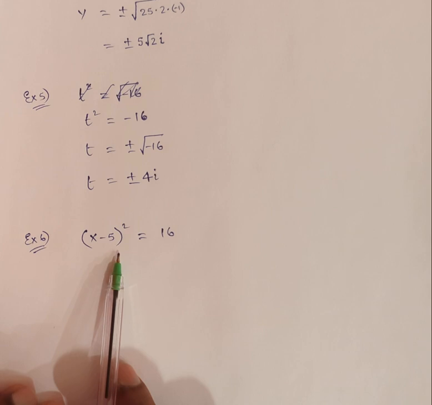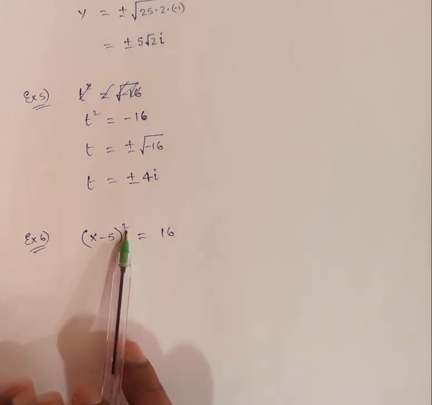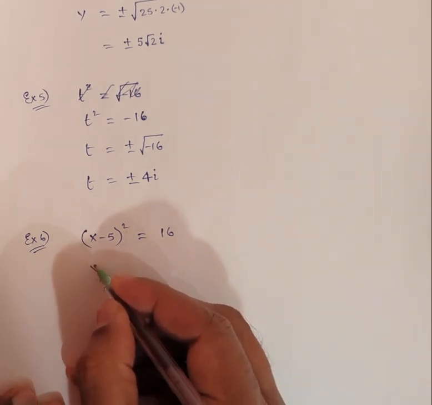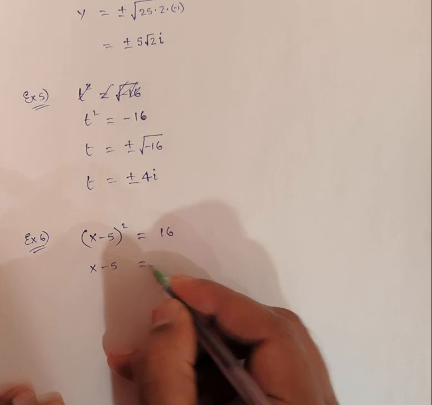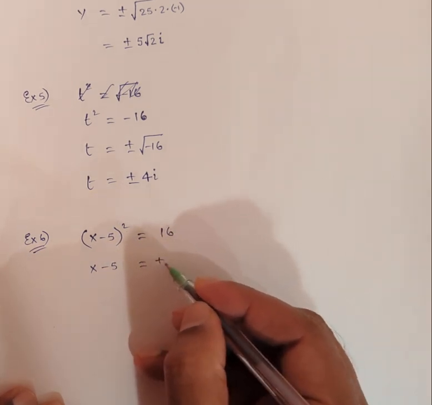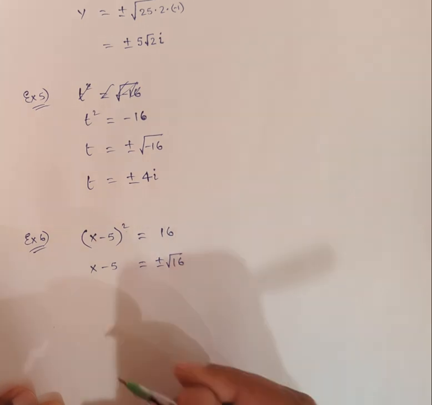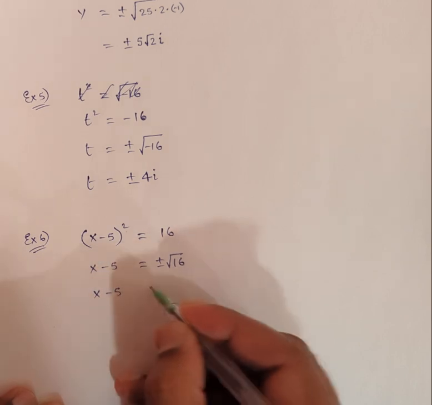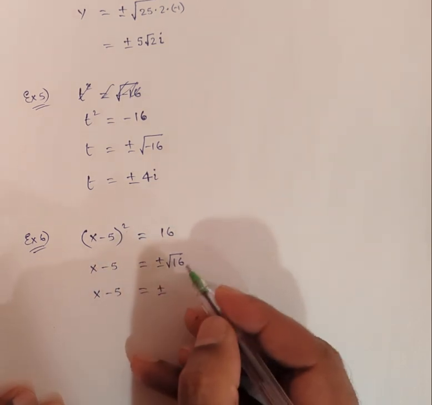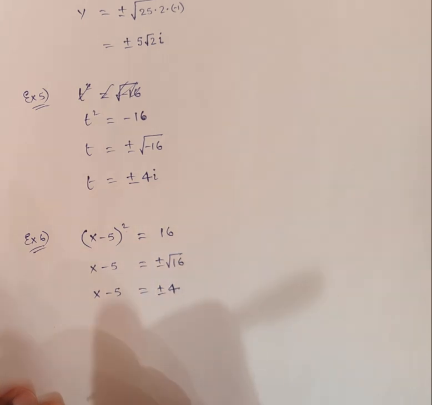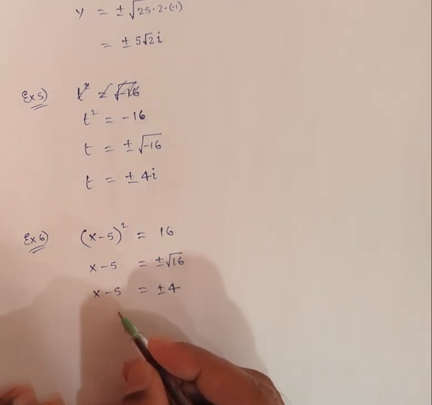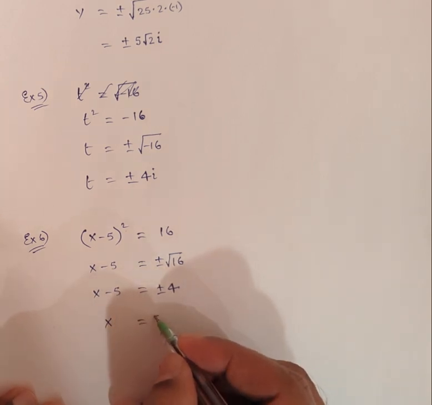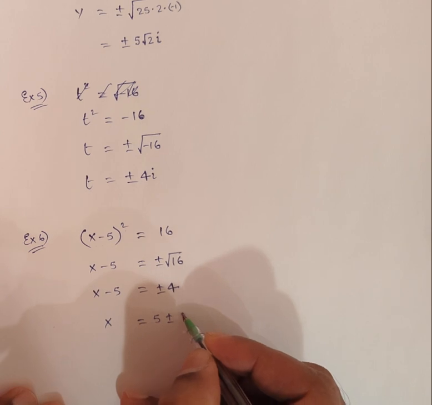Nevertheless, the process is still the same. I can get rid of the square by taking the square root on both sides. So when I do that, on the left I would have x minus 5, but on the right I would have plus or minus square root 16. So I can simplify this expression. x minus 5 equals plus or minus square root 16 is a 4. And now I can add 5 on both sides. So when I add 5 on both sides, I would have 5 plus or minus 4.